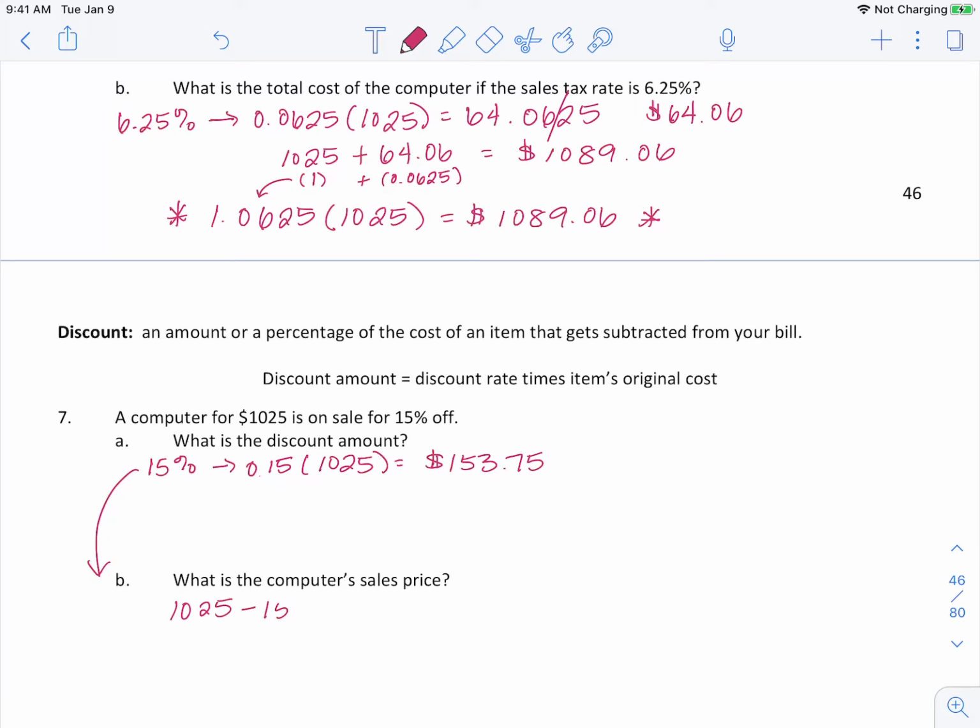So the computer's sale price, we're going to subtract that out, 1025 minus $153.75, which gives us a sales price of $871.25.